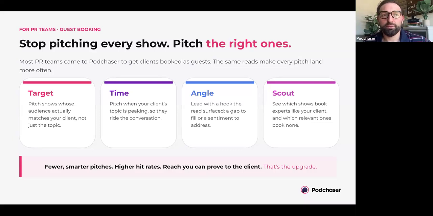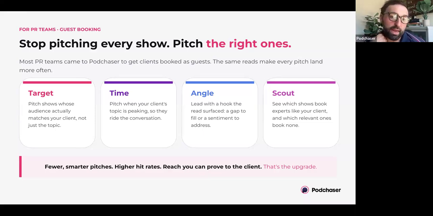Which again, if we're looking at this from the backdrop of cultural tentpole moments, we know that we need to build those out weeks, if not months in advance. And that's where the timing comes in, right? So pitch when your client's topic is starting to peak. I wouldn't say peaking, but as it's starting to grow and build, because that can help ride that conversation even further.